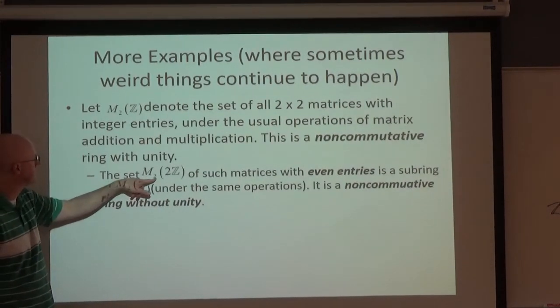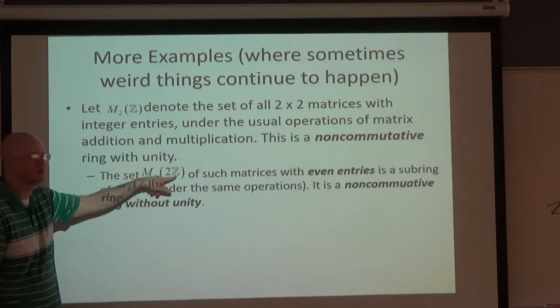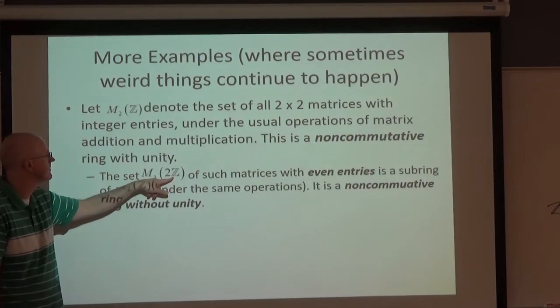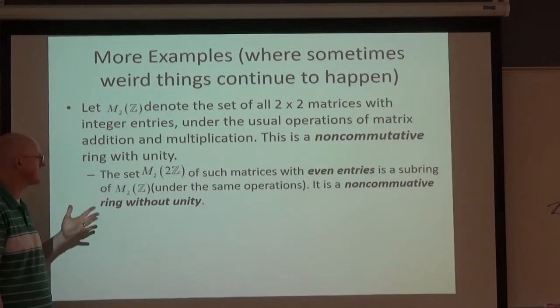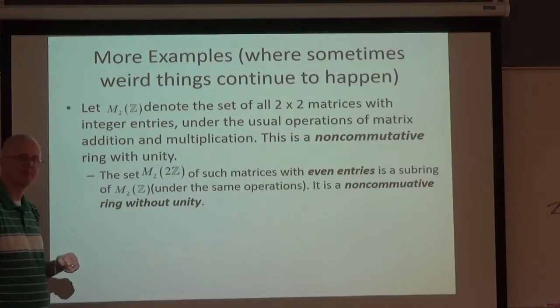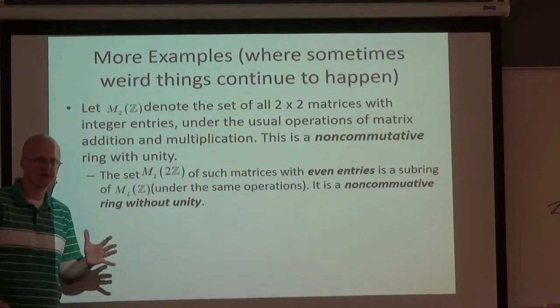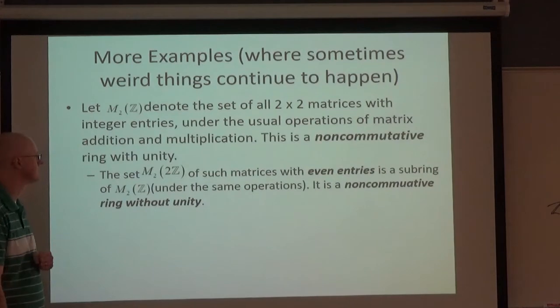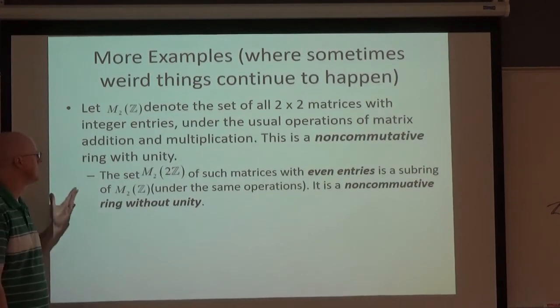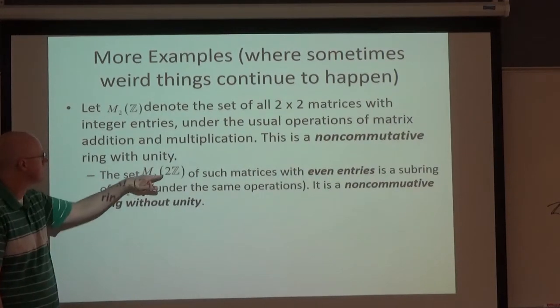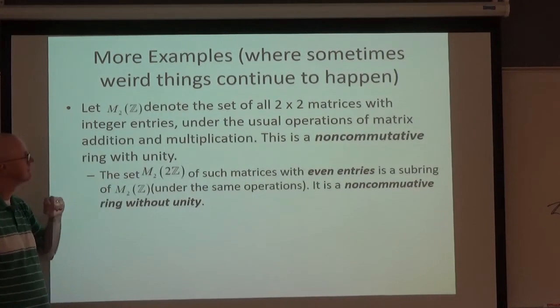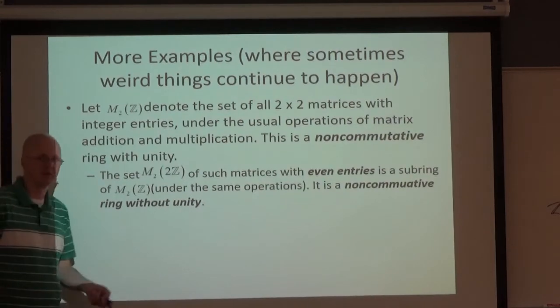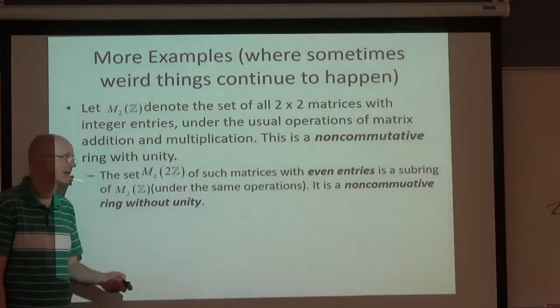This is the set of all 2 by 2 matrices with entries from 2Z, which is the even numbers. Only even entries. It turns out to be a subring of this. I haven't officially said what a subring is, but it is what you would think it is. It's a subset of the given ring that is also a ring with the same operations. This is a non-commutative ring without unity. The identity matrix is not in there because the entries are not all even. And no other element acts as the identity either.